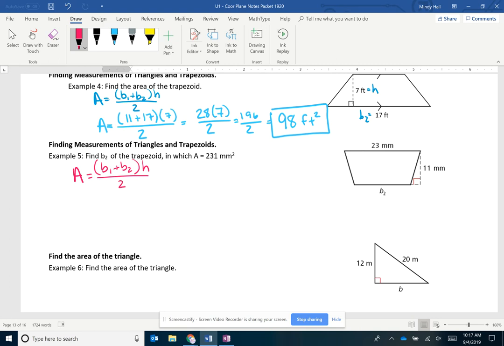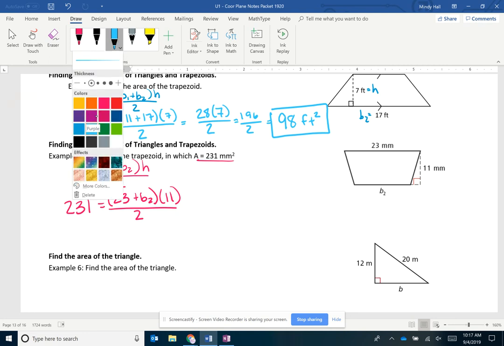And we want to find base 2. So we know that area is 231, so I can replace A with 231. And then my base 1 would be 23. And my base 2, I don't know yet, so I'm just going to write B2. My height I know is 11, and then that's divided by 2. So this strategy is going to be a little bit different for this one simply because you are actually solving an equation. So you're actually going to undo all the stuff that's happening to that B2.